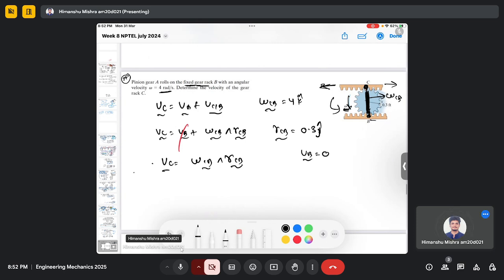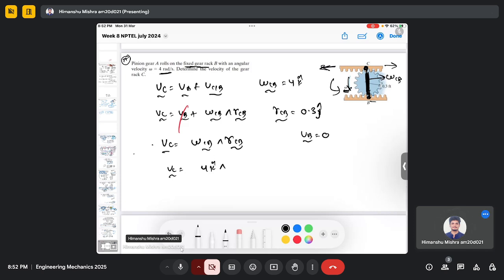So Vc will be 4k cross product with 0.3 j, and you know that when you take the cross product of k and j, you will get minus i, and the scalar will be given as 4 multiplied by 0.3, which is 1.2. So my Vc vector will be minus 1.2 i. So this will be my answer. The magnitude of the velocity is 1.2 meter per second, and it is in the minus x direction, which means it is actually moving to the left hand side along the x axis.